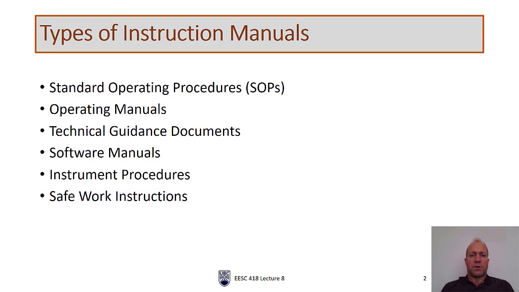Instrument procedures can be really important, especially if we're using a new sophisticated instrument that requires specialized calibration procedures. If we're not following the procedures in our manual, we're likely to get the wrong readings, and our entire field program or laboratory program can be really worthless if we haven't followed the instructions. And then finally, safe work instructions. This is something that applies to people who go out in the field and need to complete field work in isolated or dangerous conditions, and they have very specific instructions written for how to do that safely.